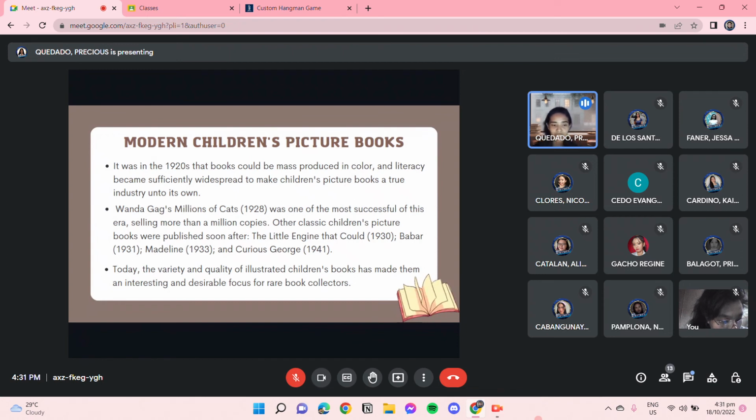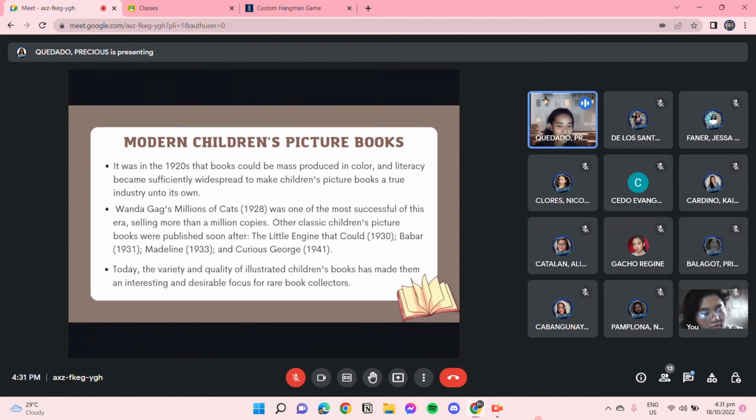And also literacy became sufficiently widespread to make children's picture books a true industry unto its own. So at this time, even the authors could live by just writing and publishing their books, because they could just write and it could be mass produced and sold in every place in Europe at that time. Because of that, there were many books that were popular at that time.